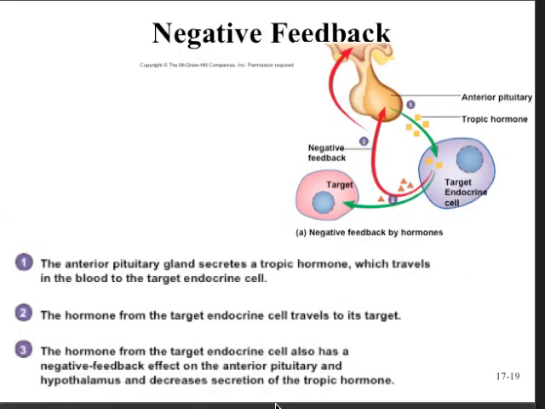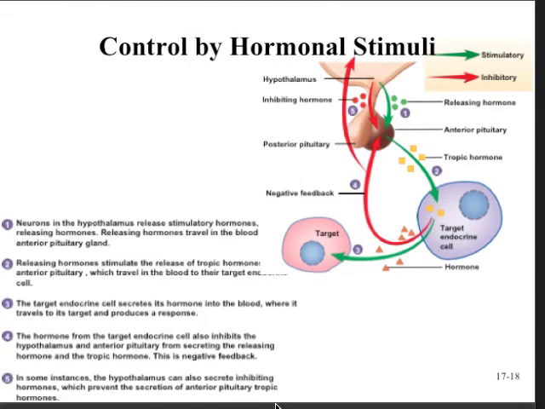In negative feedback, what happens is that the gland will be stimulated to produce a hormone that will create conditions that will turn off its own secretion. So an example here would be the anterior pituitary generating a trophic hormone traveling in the blood to the target endocrine organ. The hormone from the target endocrine organ hits its target. The hormones from the target endocrine have a negative feedback loop on the original command structure. Okay, so it's very similar to this control by hormonal stimuli.